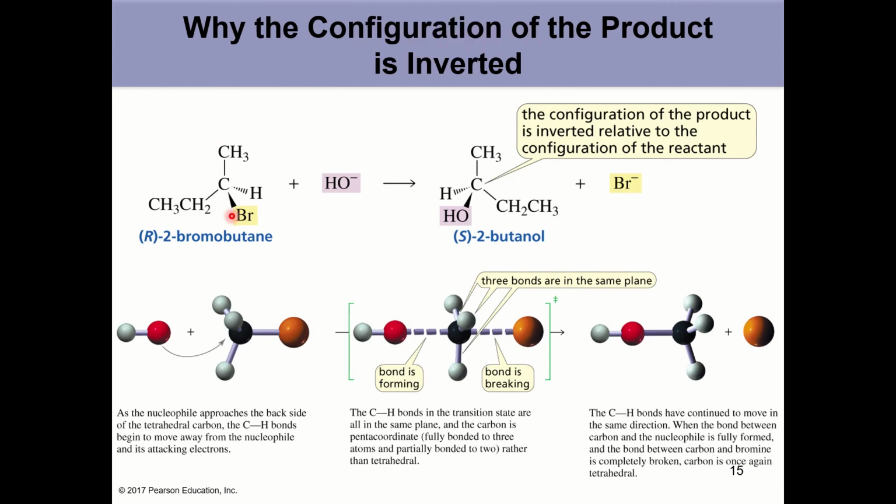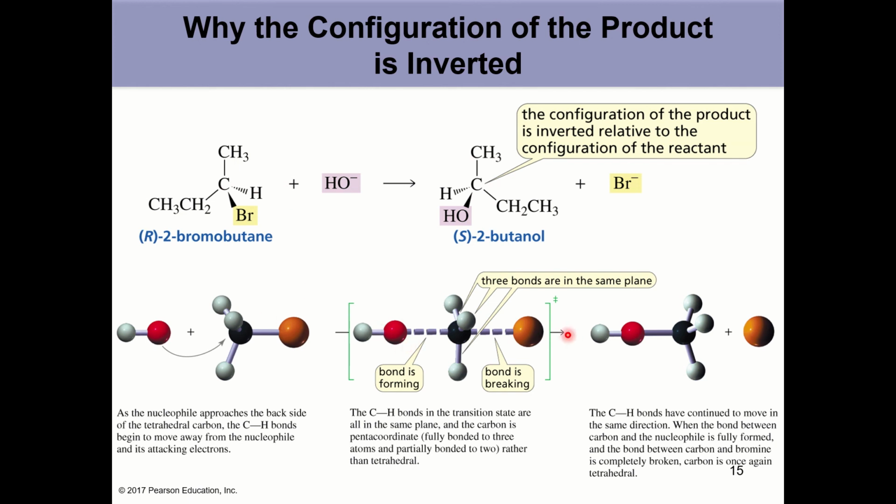Why the configuration of the product is inverted. So here we have a secondary alkyl halide that reacts with hydroxide, and we can think of the hydroxide as replacing bromide, but it is replacing it from the other side. And so the methyl and the ethyl are still in the same plane, but the hydroxide and the hydrogen are on the other side.